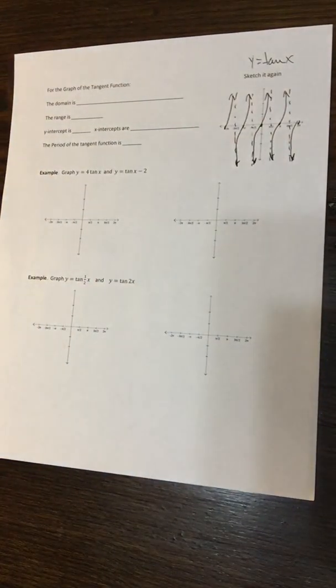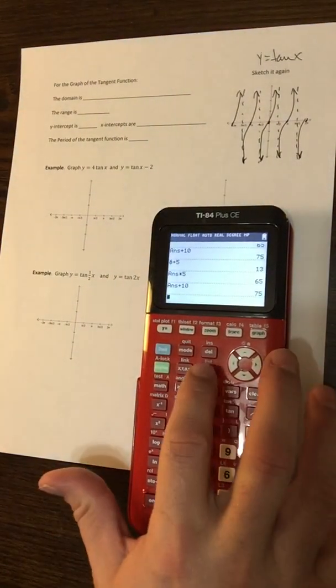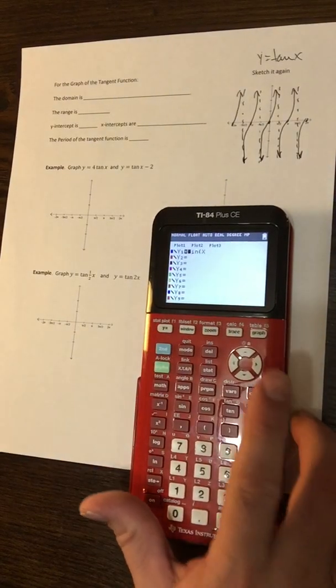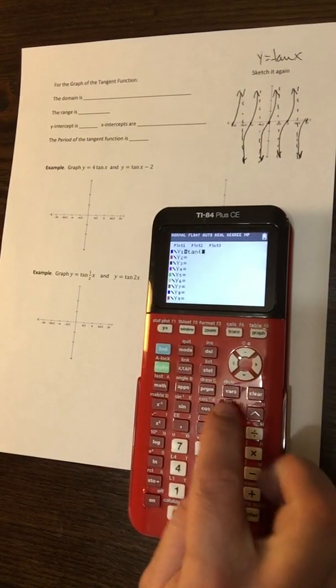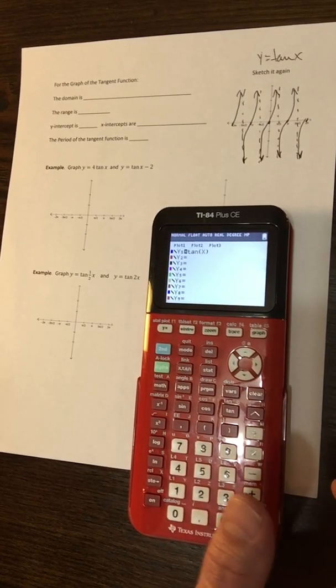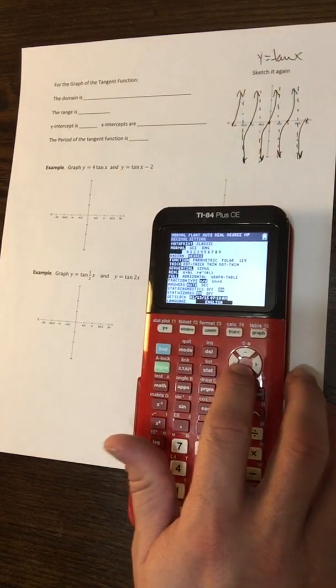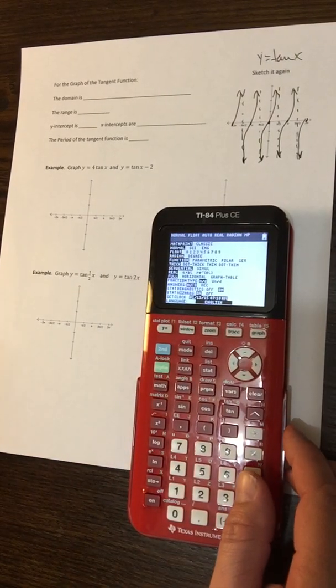You don't believe me? That's all right. You don't have to believe the math guy. So I'm going to go to y equals, and I'm going to hit tangent of x. But before I hit graph, I better check my mode and make sure I'm doing the right thing. So I'm going to go to mode, and I'm going to change this to radians since we've been graphing in radians.